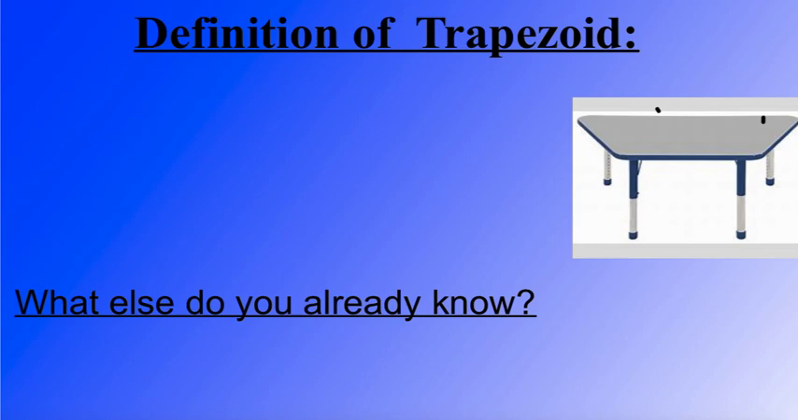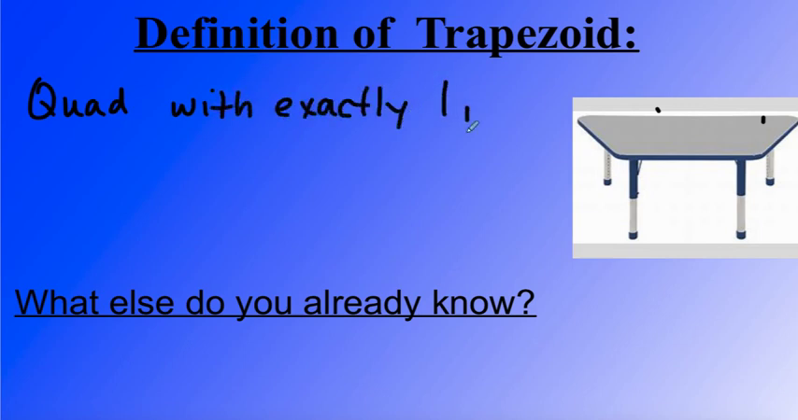Hi everyone, so today we're going to be talking about another quadrilateral in the quadrilateral family. This shape is called a trapezoid. And we've talked a little bit about trapezoids this year, but a trapezoid is a quadrilateral with exactly one pair of opposite sides parallel.